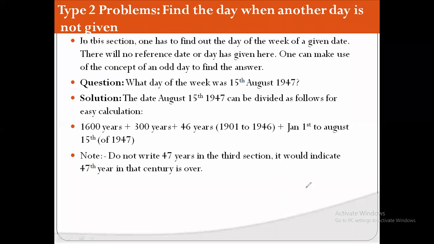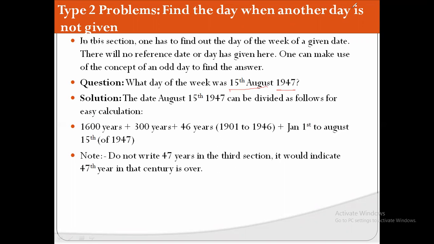Then another type of problem that they give you is one where a day is to be found when another reference day is not given. So when the other day is not given, how to solve that kind of problem, we'll have the discussion. So what day of the week was 15th August 1947? Here it is very easy if we have the basic knowledge with us.